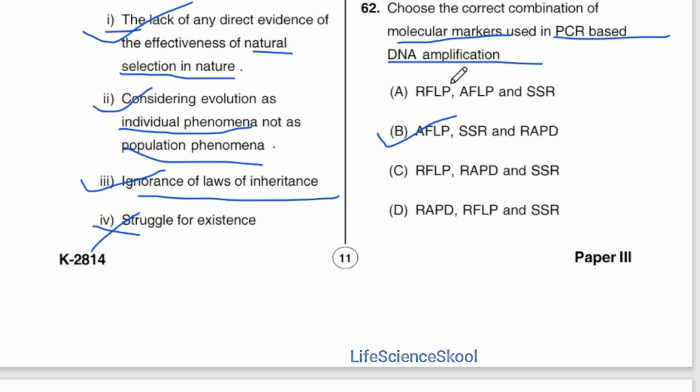So what does AFLP represent? AFLP represents amplified fragment length polymorphism. Amplified here means amplification, you are going to amplify, doubling the length. Okay, that is actually the meaning here. And then SSR represents simple sequence repeats. And RAPD represents random amplified polymorphic DNA. These are the markers used in the PCR based DNA amplification.